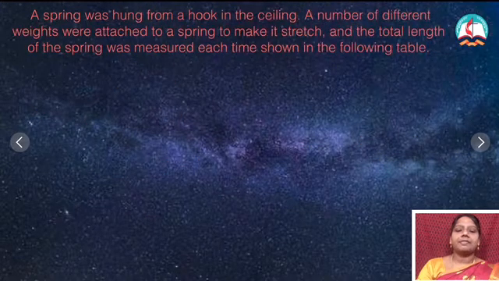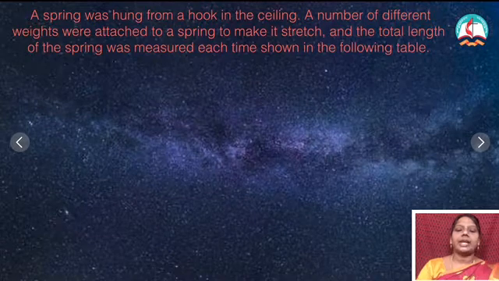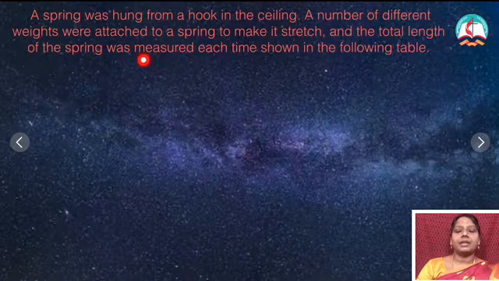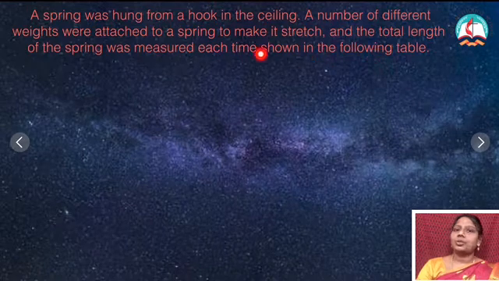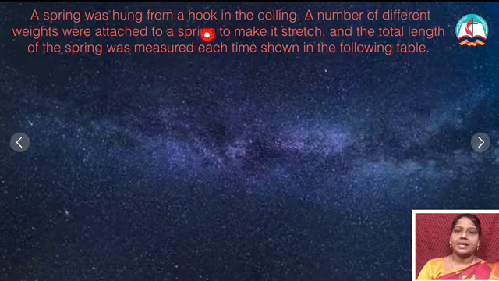A spring was hung from a hook in the ceiling. A number of different weights were attached to the spring to make it stretch, and the total length of the spring was measured each time, shown in the following table. So there is a spring on the ceiling. Each time they are adding some weights to it. Therefore, the weights will pull the spring.